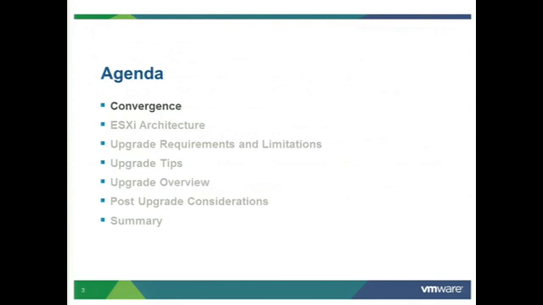All right, so here's the agenda I have. We'll start out a little bit with convergence. vSphere 5.0 is the first release to include only the ESXi hypervisor. We'll talk a little bit about convergence. We'll get into the ESXi architecture. When talking about upgrades, it's important that you understand the architecture, as when we get into requirements and limitations, having that understanding of architecture will help understand why things are the way they are, why requirements are there, things you need to look for. Then we'll get into some of the upgrade requirements and limitations.